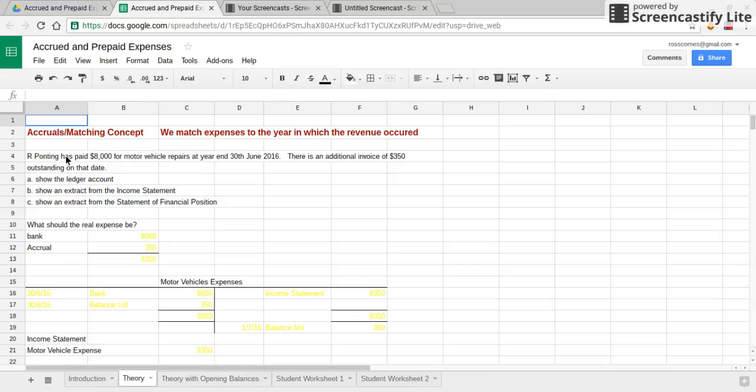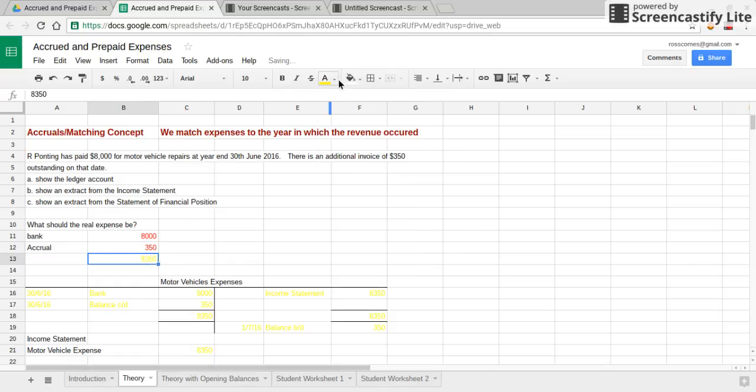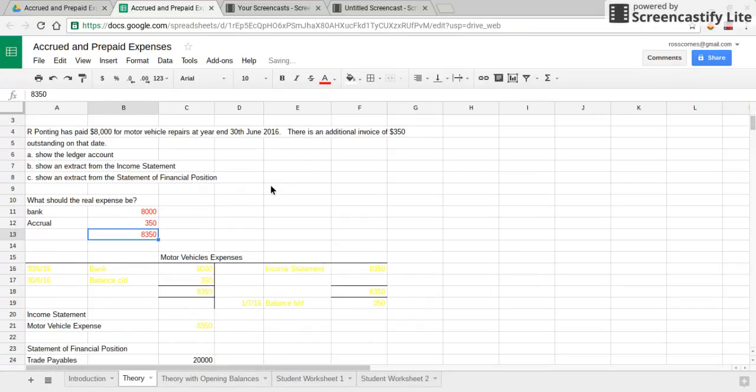In this case, somebody called Ponting had paid $8,000 for motor vehicle repairs in the year, and there's an additional invoice of $350. So although there's been $8,000 worth of payments made, he's got what's called an accrual, or an expense which hasn't yet been paid at year end, of $350, and therefore his actual expense for the year should really have been $8,350.